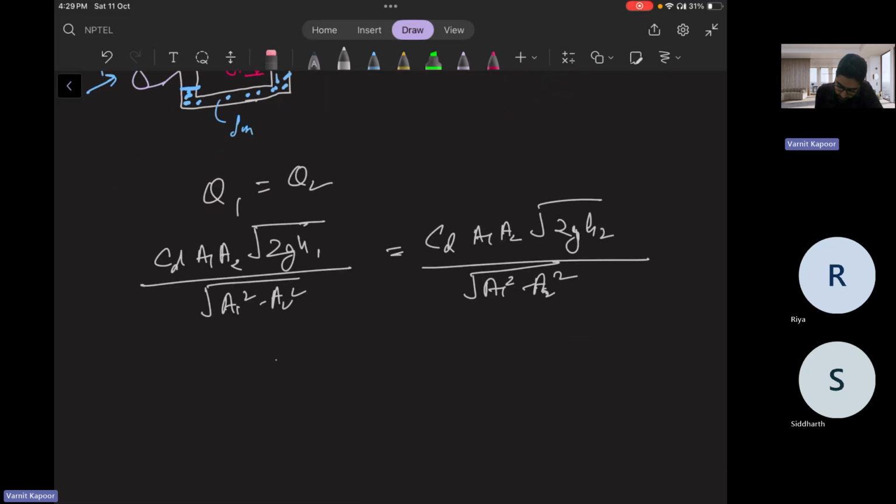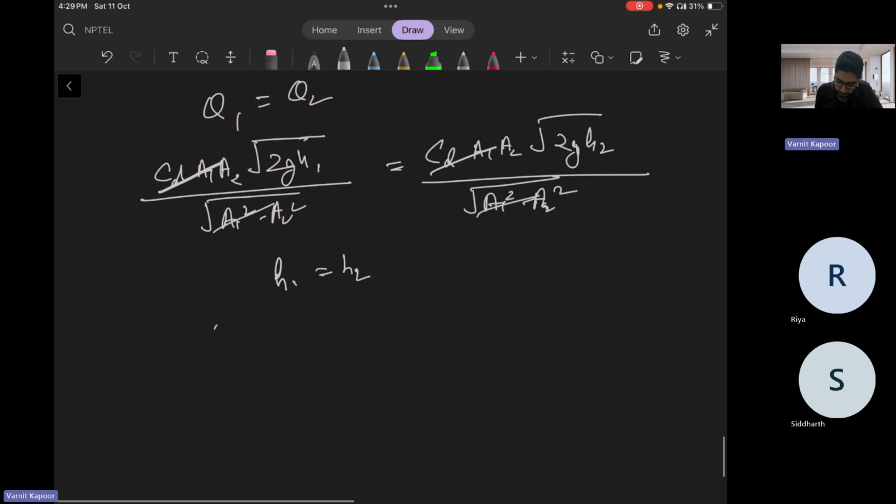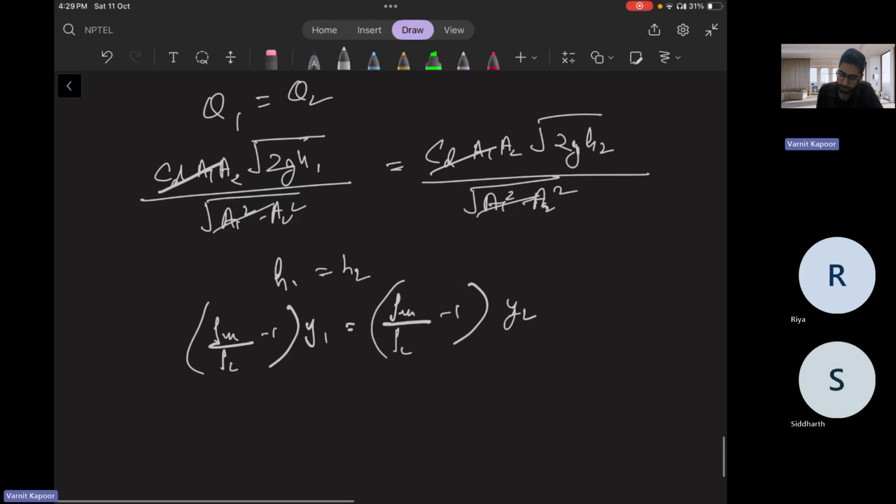So all the things cancel out, this cancels out, this cancels out. We are left with H1 is equal to H2, and H1 is nothing but rho m by rho L minus 1 into y1, is equal to rho m by rho L minus 1 into y2. This implies this term also gets cancelled out. We are left with y1 is equal to y2. So it doesn't matter whether the venturimeter is kept like this or that. If you have attached a manometer to it, the readings will be the same.